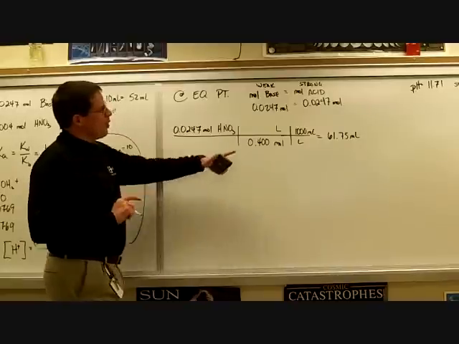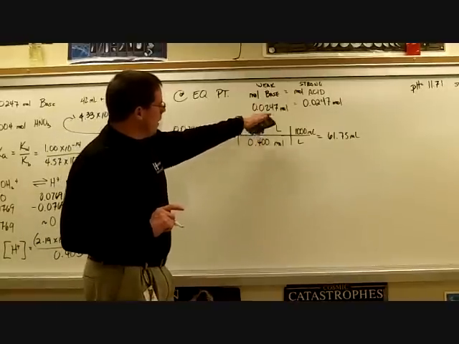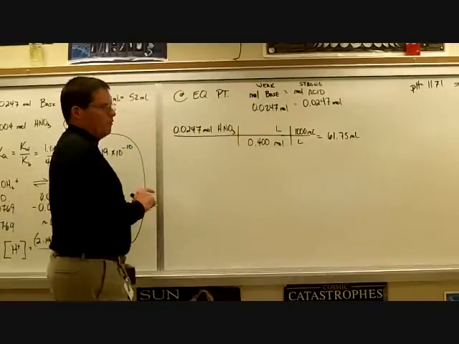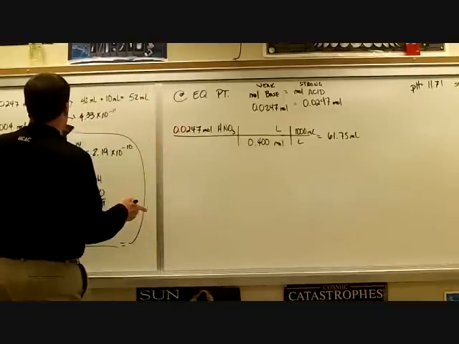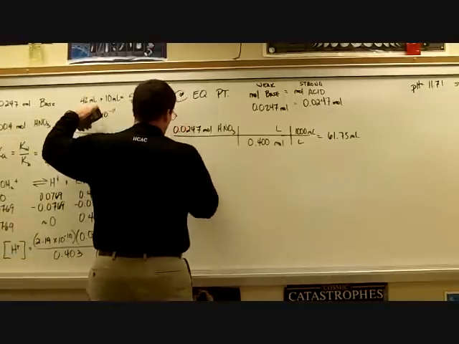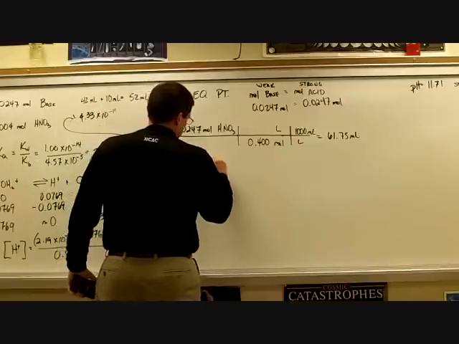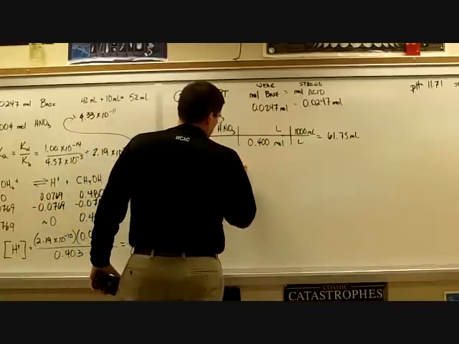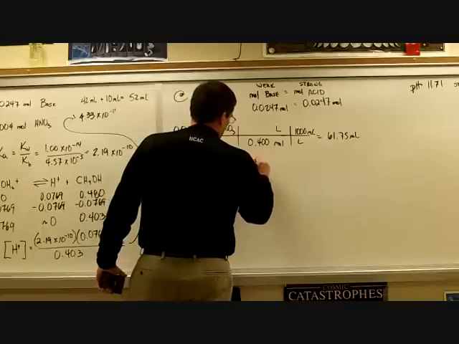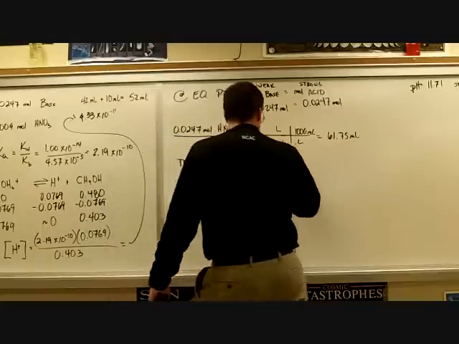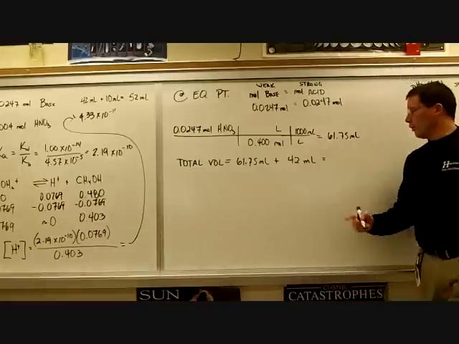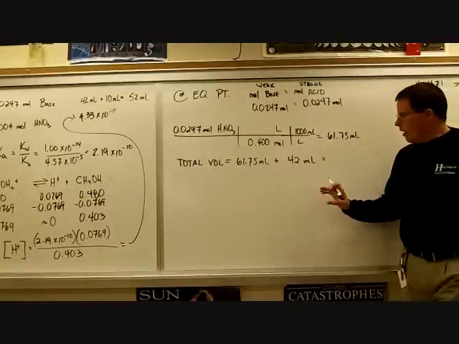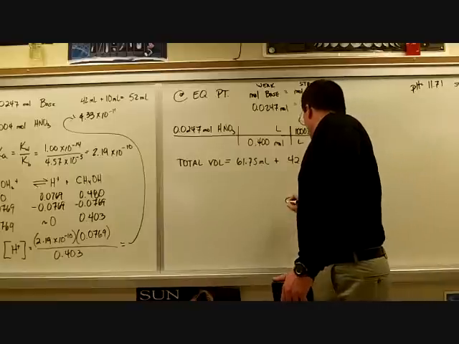Also, since we know that we have that many moles of the base, what volume was in our beaker initially for our base? 42, right? So our total volume is equal to the 61.75 from our acid plus the 42 from our weak base. So there's our total volume. And again, we start off with that amount in the beaker.